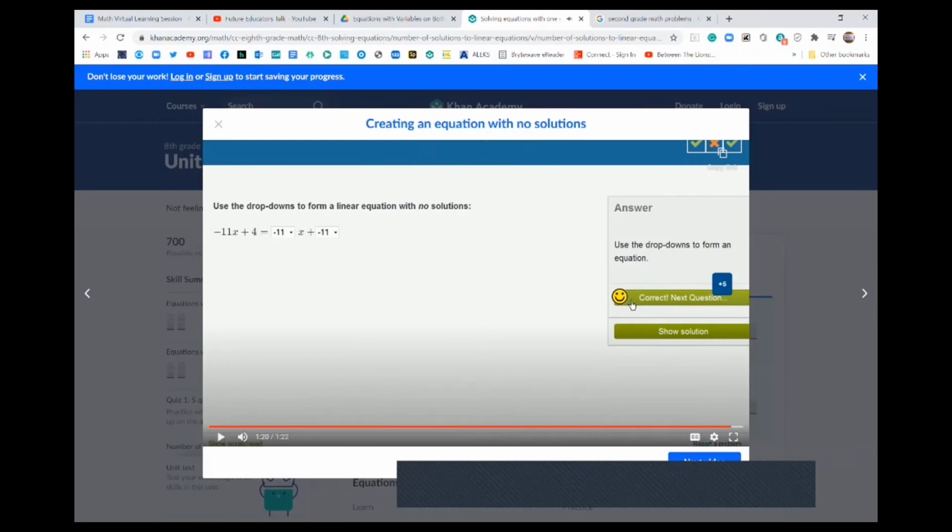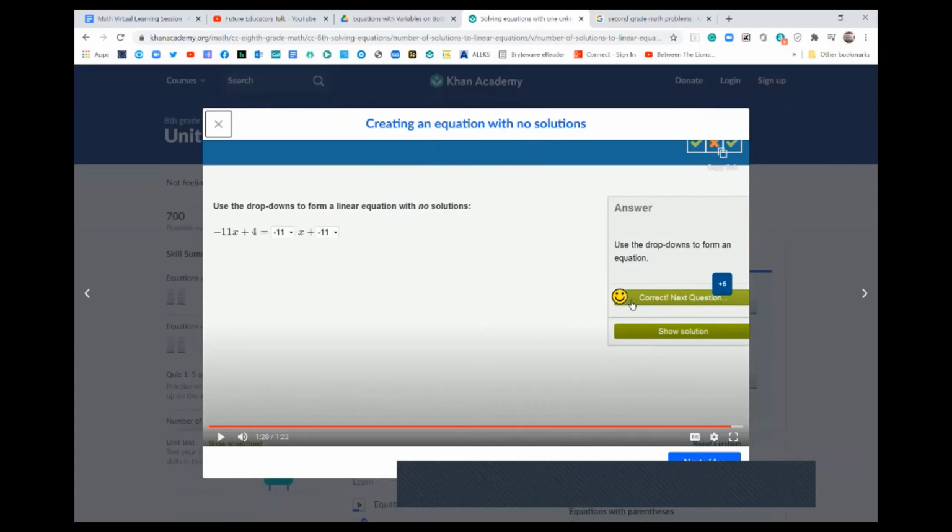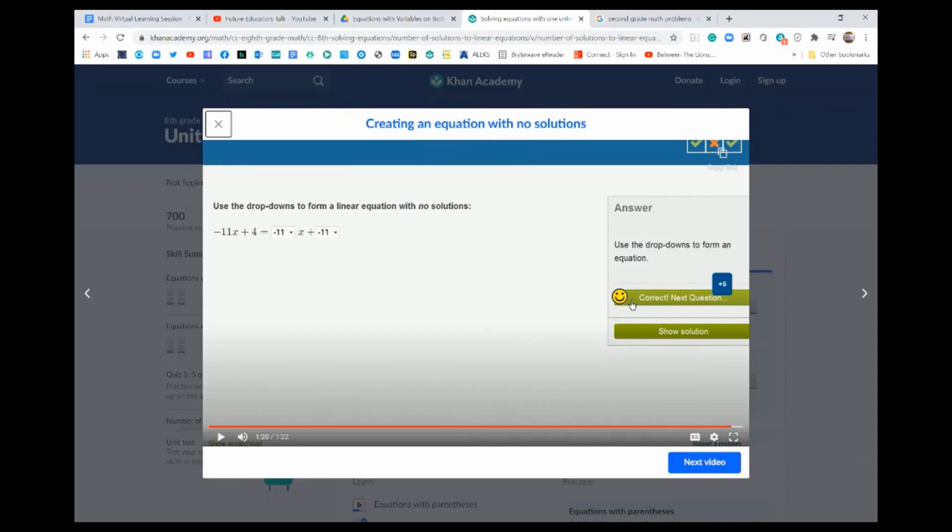Okay, so did you understand what he was saying with a no solutions? If you go back to your example problems that you copied down from this video, you would see no solutions. Because you couldn't do, excuse me, negative 11x plus 4 equals negative 11x plus 4.